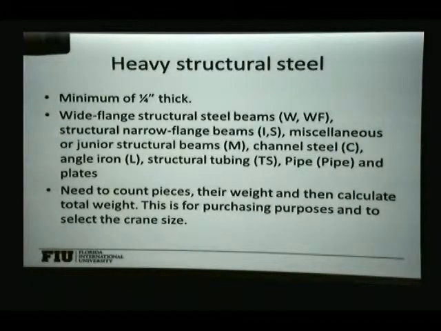Heavy structural steel, we have different types. Wide flange structural steel beams are normally identified with the letter W or WF. Structural narrow flange beams, I or S. Miscellaneous or junior beams, M. Channel steel, C. Angle iron, L. Structural tubing is TS, pipe. And then we have plates that you have the metal structure welded to and supported in some place.